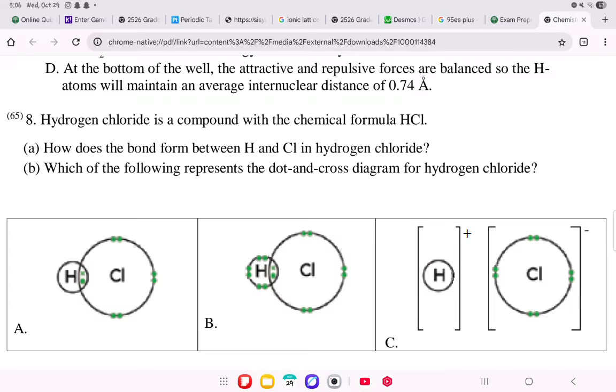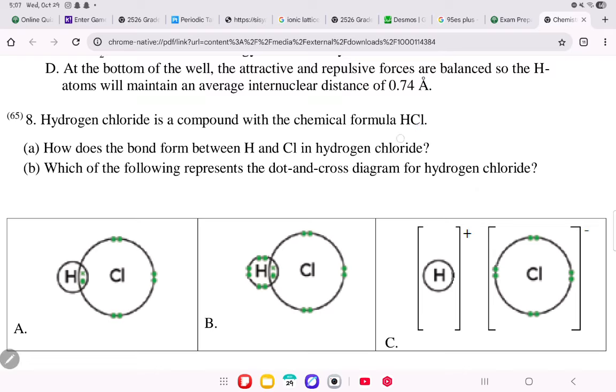How does the bond form between hydrogen and chlorine in hydrogen chloride? In hydrogen chloride, what do we have? We have 2 non-metals, and when 2 non-metals react with each other and form a bond, this is a covalent bond. So they both want to attain noble gas configuration. When they react with each other, they will share a pair of electrons, because it's H single bond Cl. So they will share a pair of electrons to form a single covalent bond.